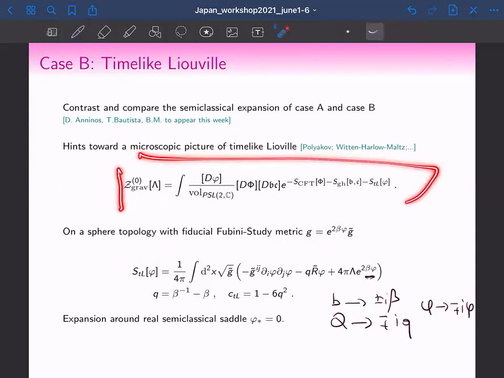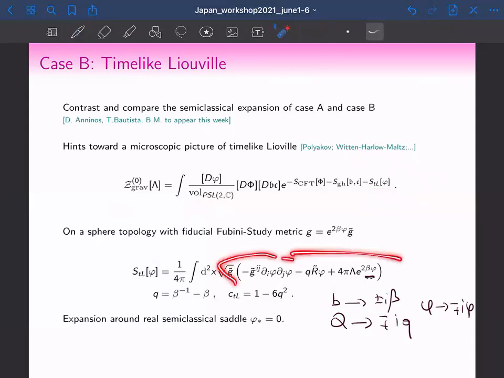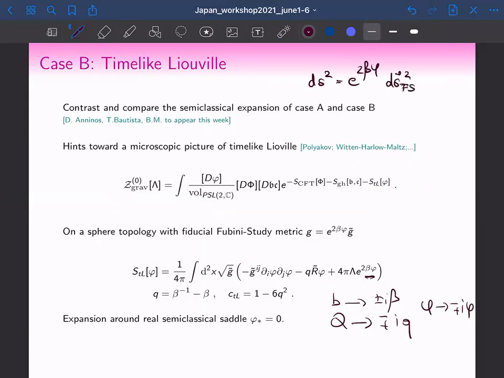And on the sphere, the gravitational path integral still mods out the volume of PSL(2,C). So we also still have to do this gauge fixing. But now here we have the timelike level action. And it turns out that if you calculate the equations of motion of this theory, it does allow for the saddle phi star equal to 0. So basically, if also in here we've been studying the metric, which is ds squared equal to e to the power of 2 beta phi times the ds tilde squared, which also here we can take the Fubini-Study metric. If phi star is equal to 0, then ds squared is equal to ds Fubini-Study squared.